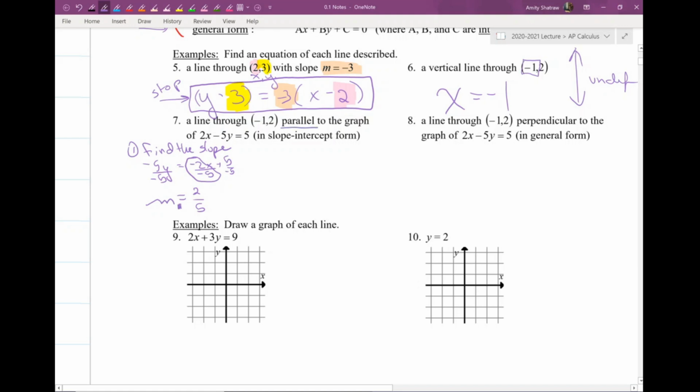Now my parallel slope, that's going to be m sub 2. And now is the moment where I'm deciding parallel or perpendicular, which one did I need? Turns out I need the same slope. So m sub 1 and m sub 2 are exactly the same.